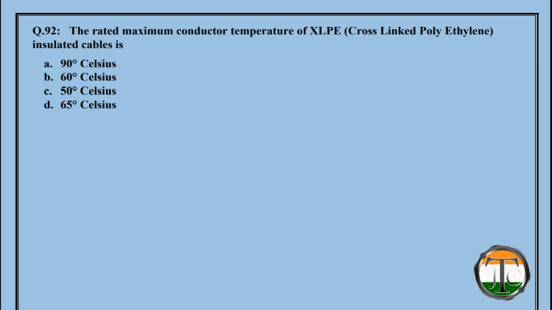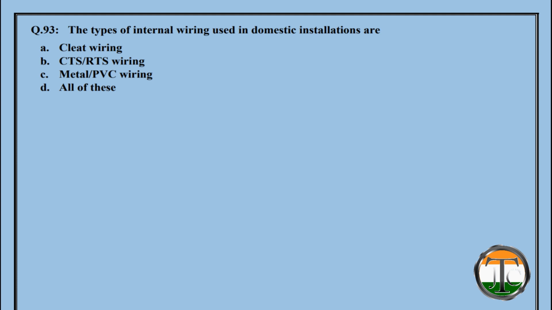So the question says, what is the maximum conductor temperature in an XLPE insulated cable? Option A is 90 degrees Celsius. At 90 degrees Celsius is the maximum conductor temperature. So option A is the right answer, that is 90 degrees Celsius.